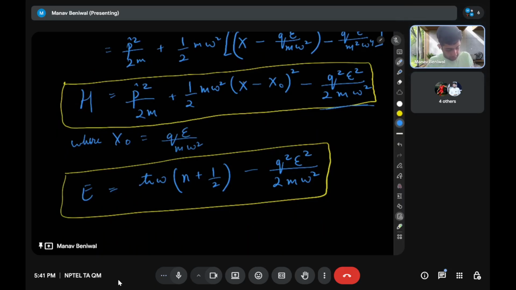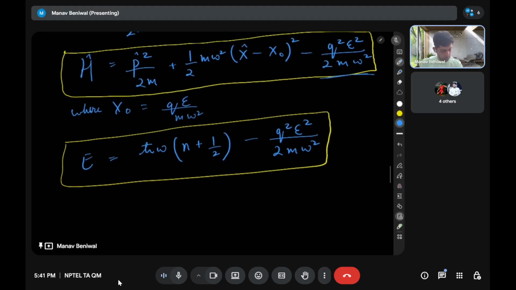Let's look here. So our Hamiltonian is an operator, right? When we operate it on a wave function, we get energy eigenvalues, right? Now this p square is an operator and this x is an operator, but notice in the last term we don't have any operators. So q is charge, E is electric field, which is a constant, and m is mass and omega is frequency. So we don't have any operators in this. So this is like a constant.